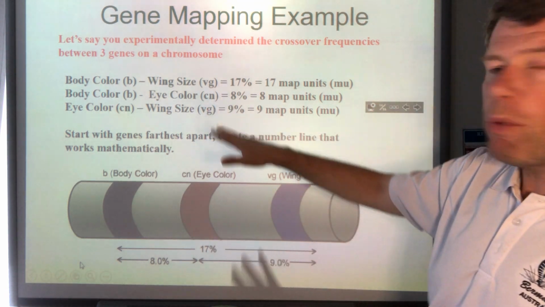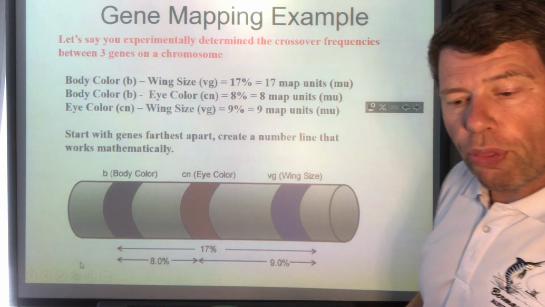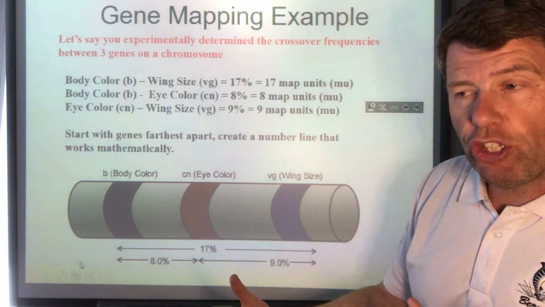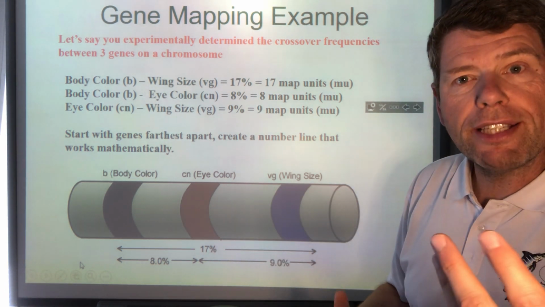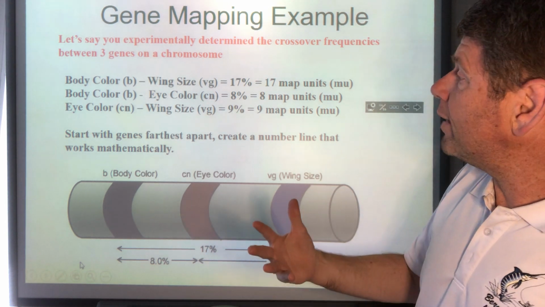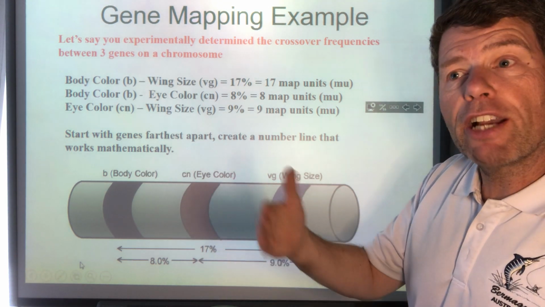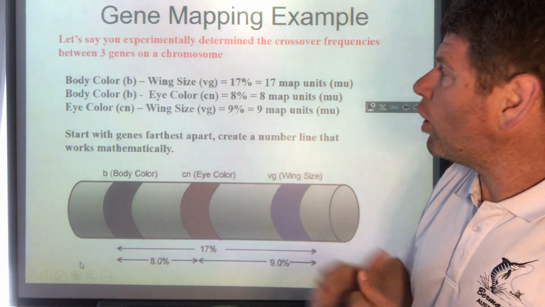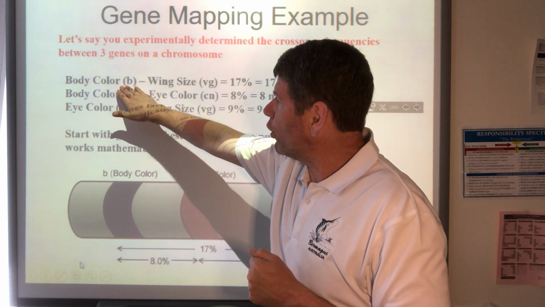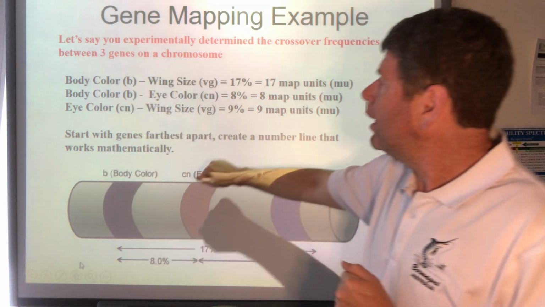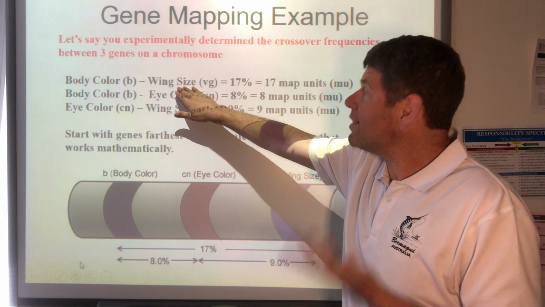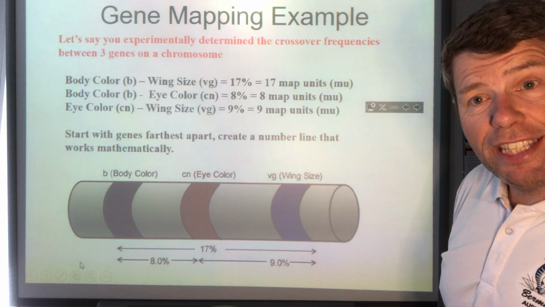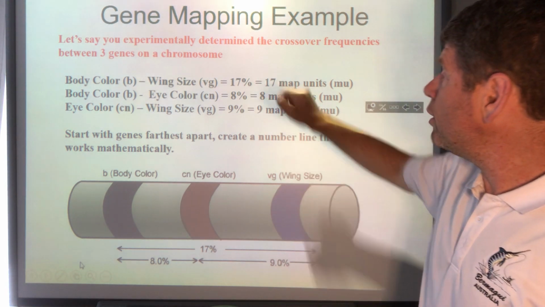So let's say this time we're going to be looking at 3 genes. So 3 linked genes all on the same chromosome. And let's say we've done the experimentation where we've done the pure crosses, we've done the F1 crosses, and we've used the results and that crossover percentage formula to actually calculate some percentages. So let's say we've done all the work and we find that body color gene or allele, little b say, compared to wing size, VG, we'll use that symbol, we get a crossover percentage of 17%. Well, we convert that into map units.